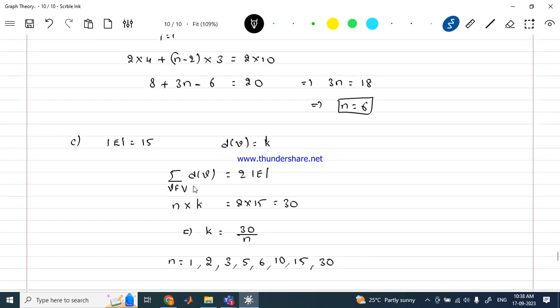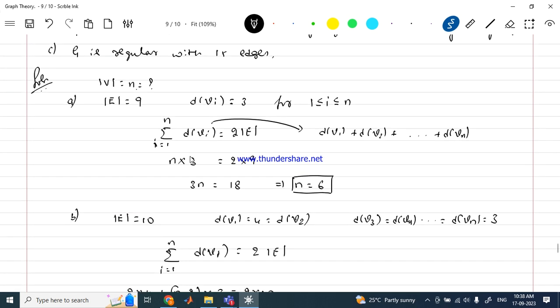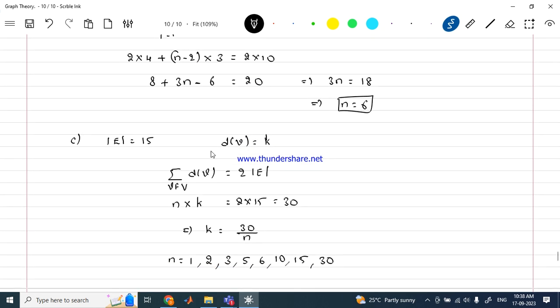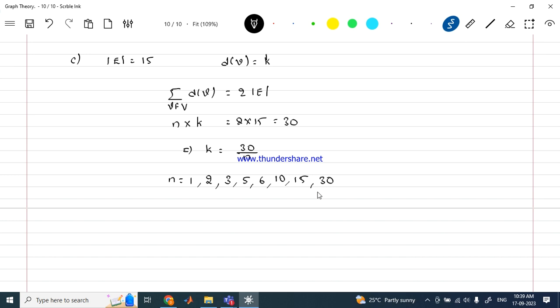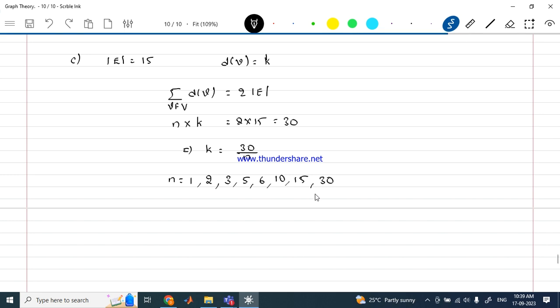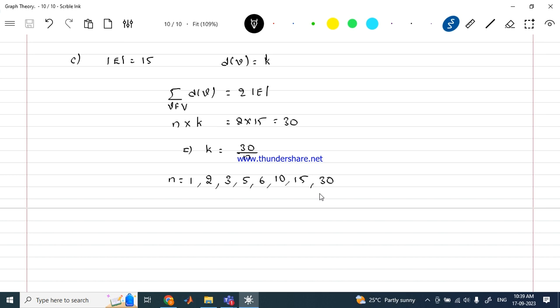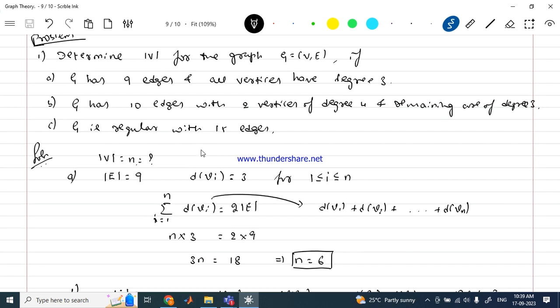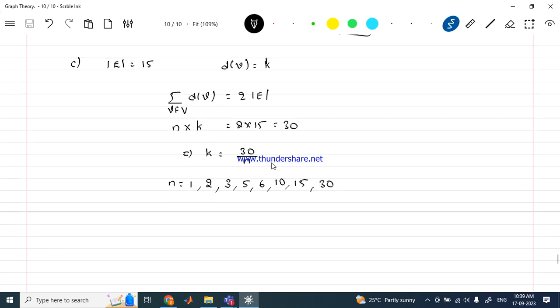Okay, so which means if you consider any k regular graph with 15 edges, you can have these possibilities. You can have only one vertex in that graph, or only 2 vertices, only 3 vertices, or only 5 vertices, 6 vertices, 10 vertices, or 15 vertices, or you can have 30 vertices. Graph with 30 vertices and 15 edges. Just draw and try this. Any doubts in this? Okay, so that's good. So no doubts.